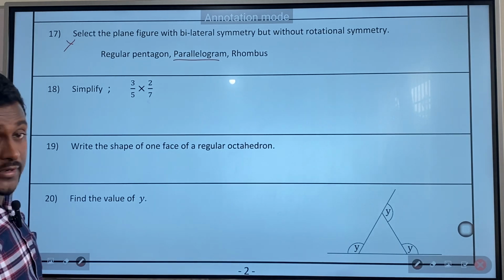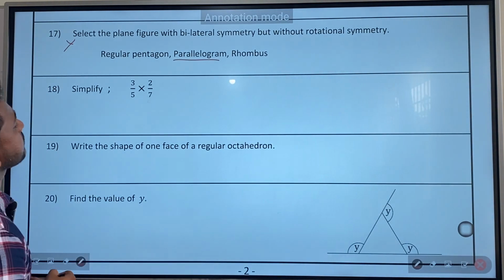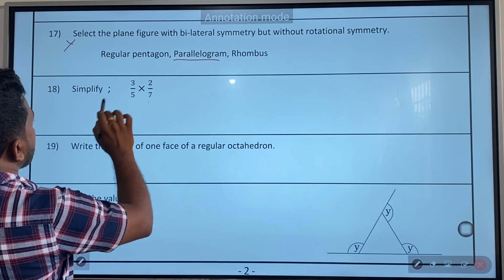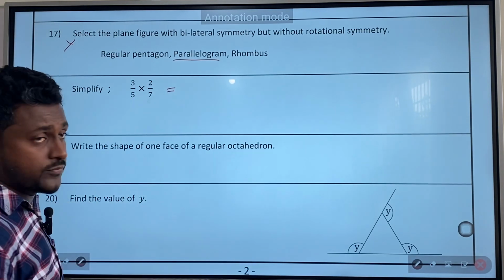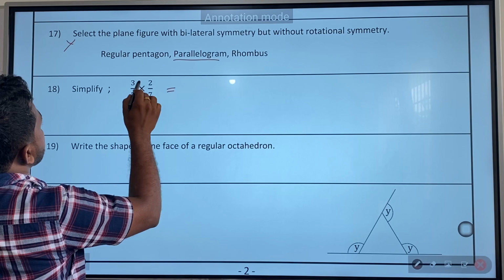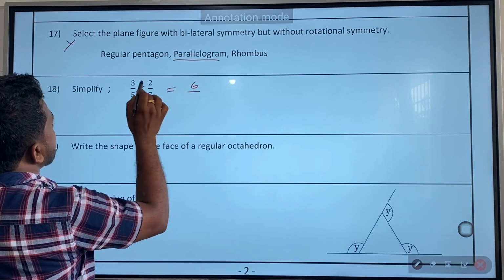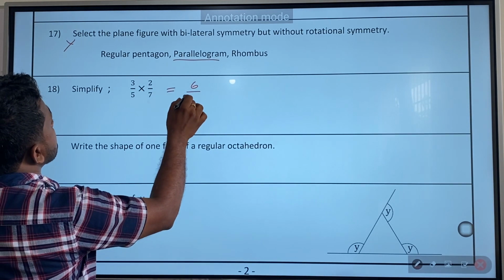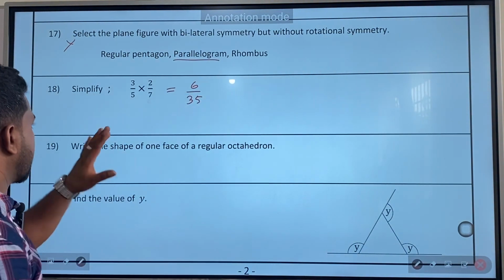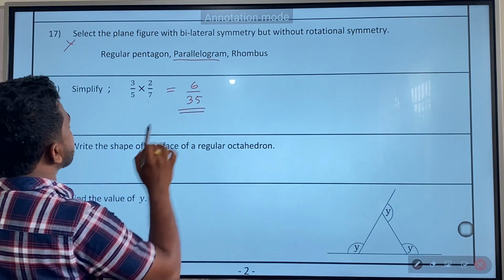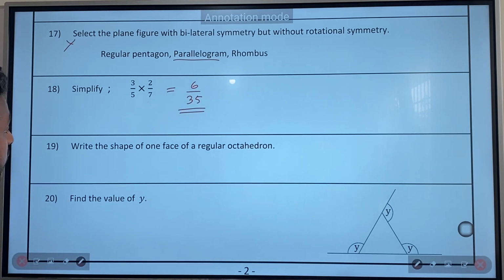Look at question number 18. Simplify. We have to multiply. So we can multiply the numerators together: 3 into 2, 6, 5 into 7, 35. That is the simplest form. We can't simplify that more. So that is the answer. Next, write the shape of one face of a regular octahedron. Octahedron.